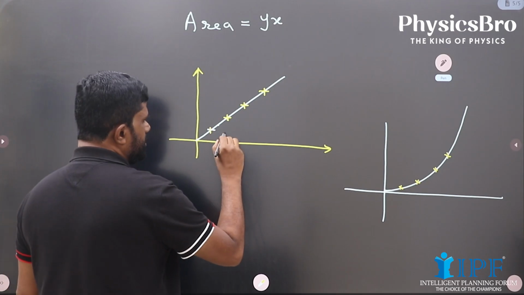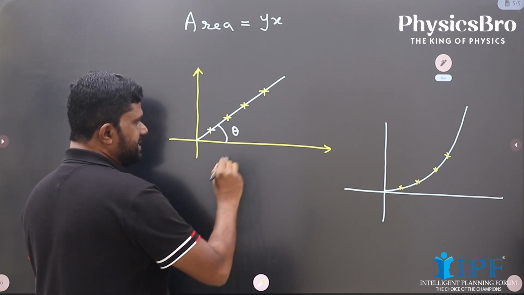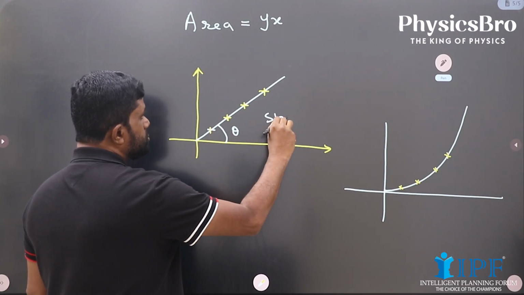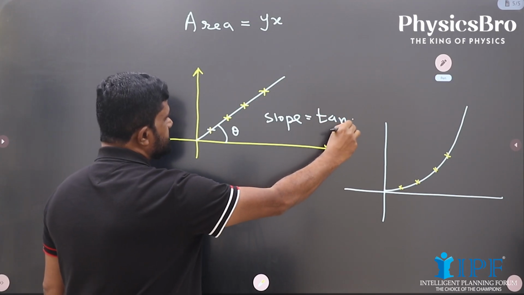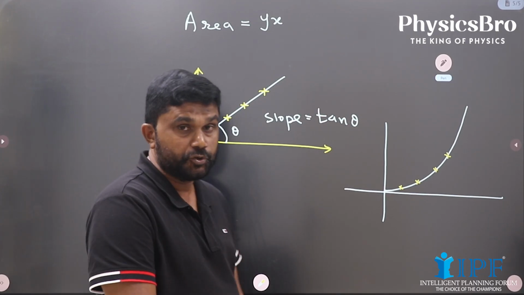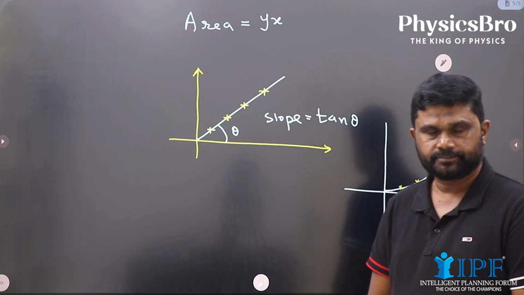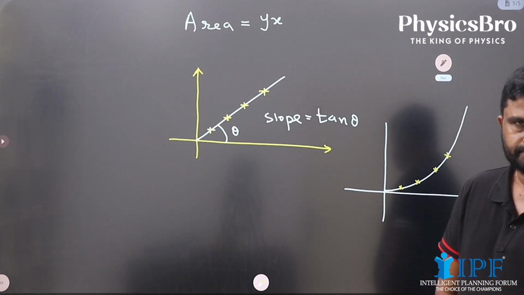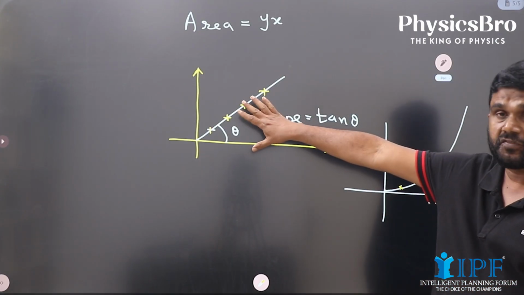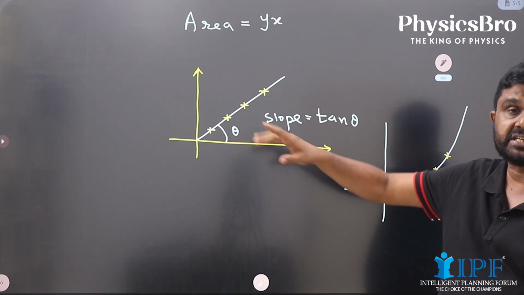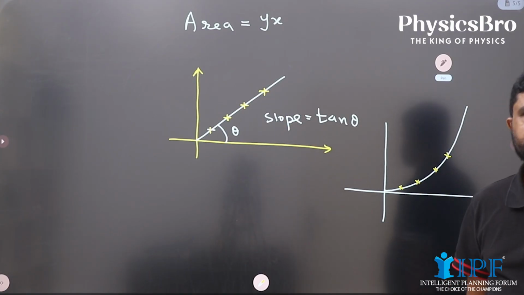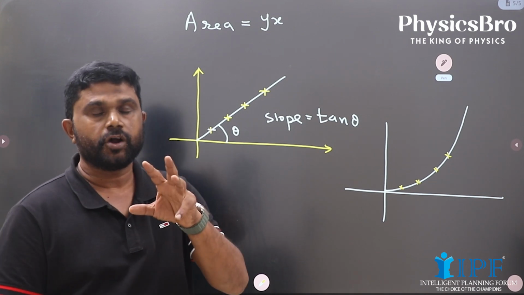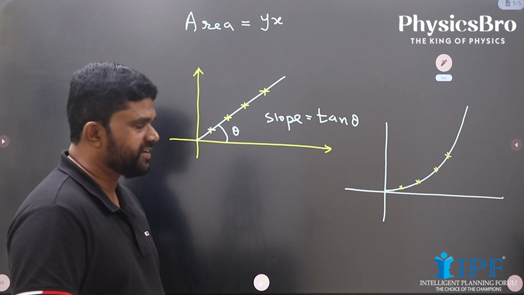And what is that slope? If this angle is theta, then slope equals tan theta. That is where we will have to use the tangent function. Application of trigonometry. So the slope of a straight line will be tan theta, where theta is the angle made by the line with the positive direction of x-axis. Now, what do you mean by the positive direction of x-axis?